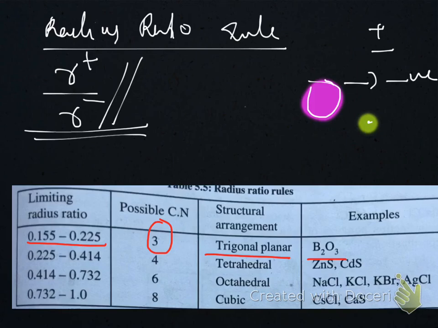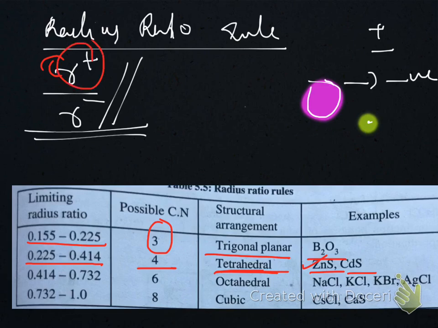If the size of the cation increases, since R plus is in the numerator, definitely the radius ratio increases, and 0.225 to 0.414, it is a higher value, then coordination number is 4, then arrangement is tetrahedral. Example, ZnS and CdS. ZnS is also known as zinc blende, so the structure is also known as zinc blende structure. What is the structure of CdS? That is zinc blende structure. But what is the arrangement of CdS? That is tetrahedral arrangement. Arrangement is tetrahedral, but structure is zinc blende structure, just like zinc blende.